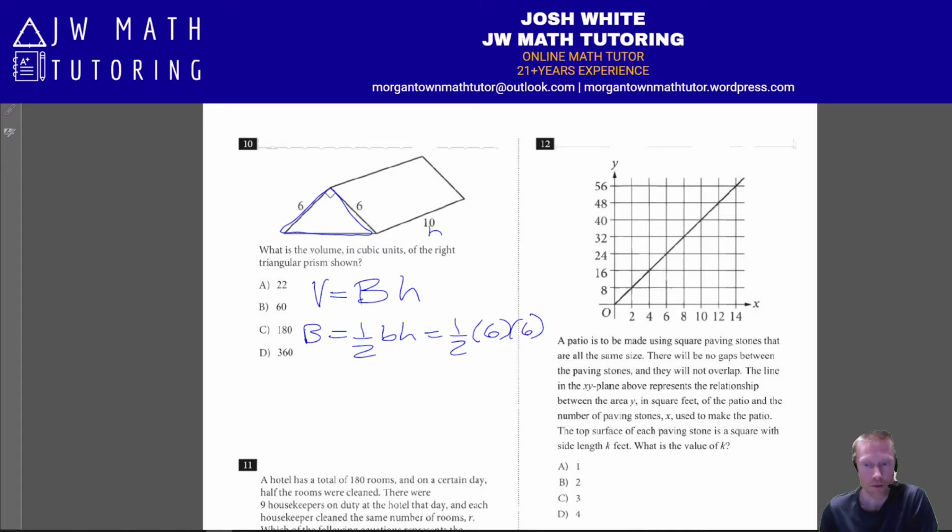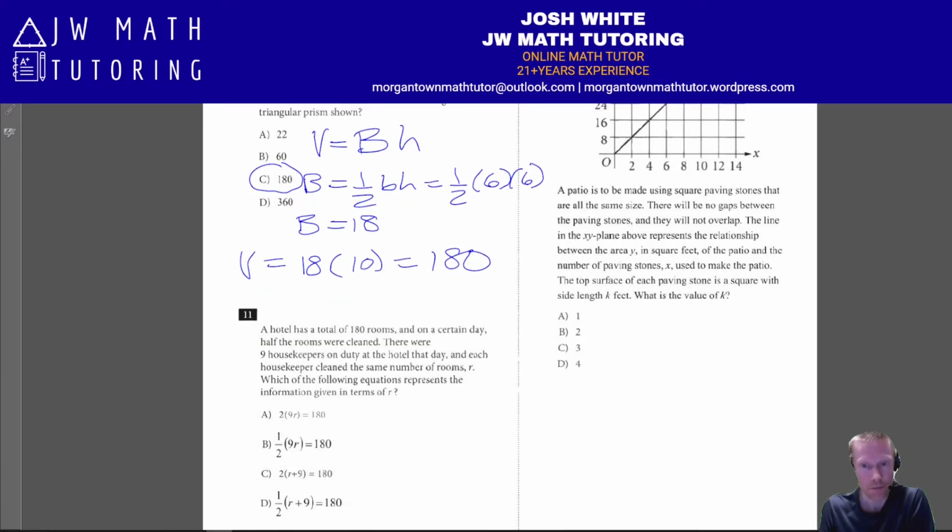So 6 times 6 is 36. Half of that is just 18. So that means the area of the base of this triangular prism is 18. And now we can just multiply that by the height, which is 10. So the total volume of this will be 180. And that's it. No more work is needed to be done. Correct answer is letter C.